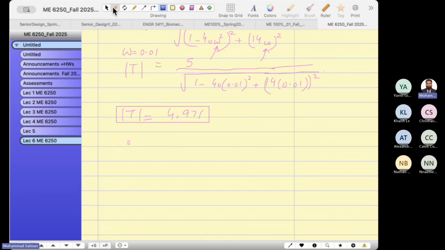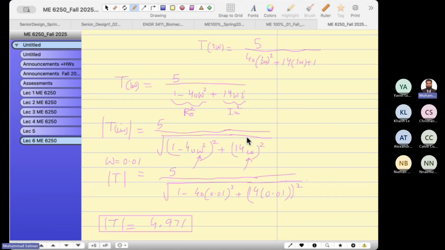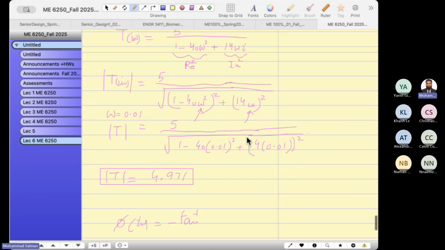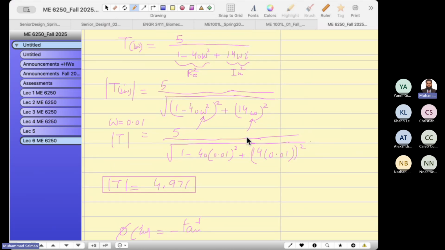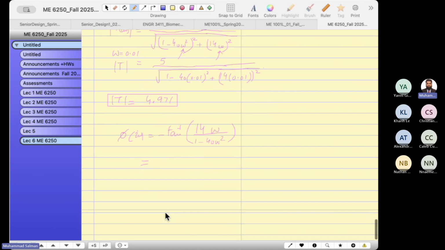Now, after you do the magnitude, you have to find out the phase of this transfer function. Phase is negative tangent inverse, negative because it's in the denominator. So I'm going to write down the real part and imaginary part first: 14 omega over 1 minus 40 omega. Let's make it shorter so I can write the real and imaginary part here in the numerator. So if you do the math here, let's do this together.